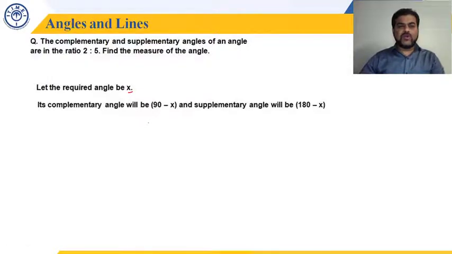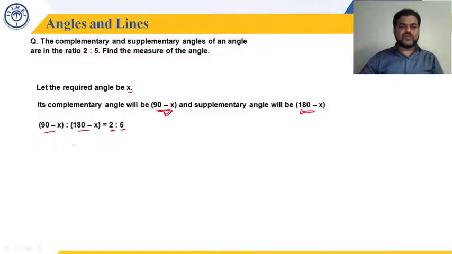So what will be the complementary angle of x? The complementary of angle x will be 90 minus x, and supplementary angle of x will be 180 minus x, right? And what is the relation between this and this? It is given in the equation that they are in the ratio 2:5. So this is to this is 2:5, because this 2:5 is given in the equation.